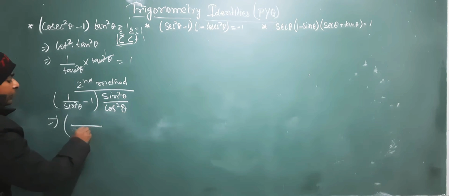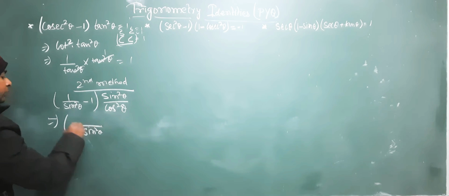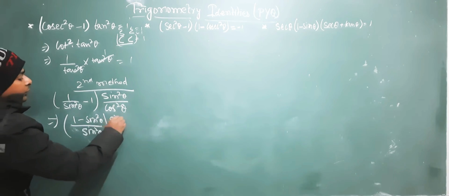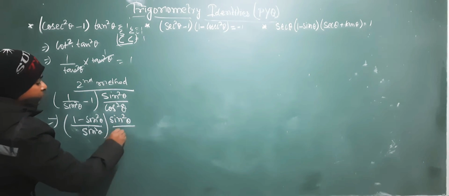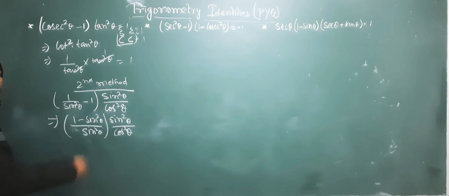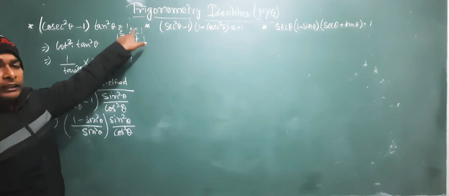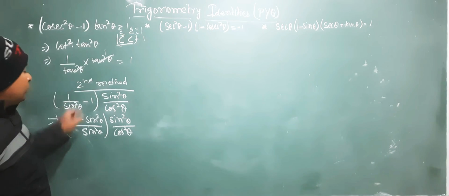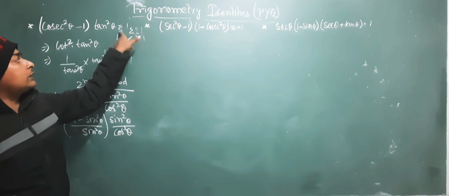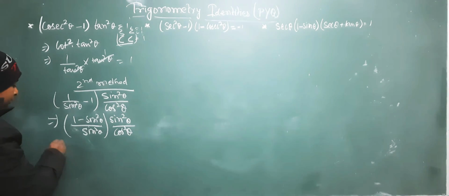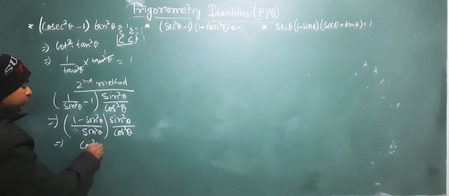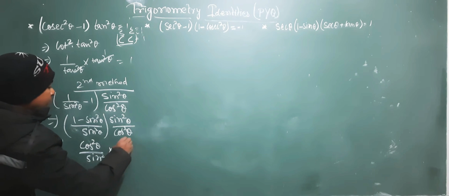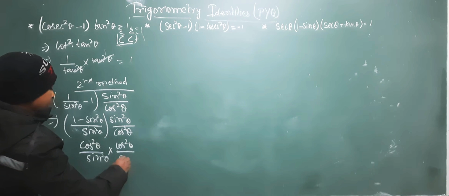Now my dear, if we take the LCM, it can be written as (1 minus sin square theta) upon sin square theta, into sin square theta upon cos square theta. 1 minus sin square, again the formula is the same, SC: sin square theta plus cos square theta is equal to 1. From here we got that 1 minus sin square theta is equal to cos square theta. So my dear, I can write cos square theta upon sin square theta into sin square theta upon cos square theta.